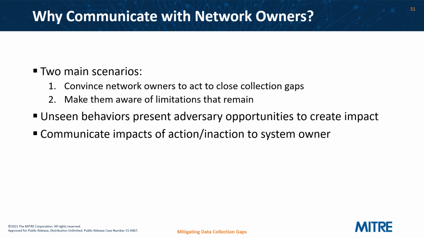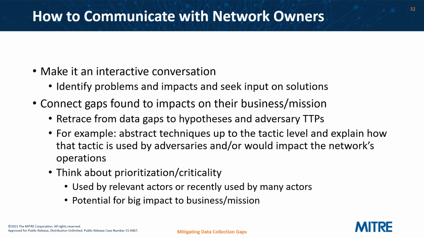Sensing and detection gaps present opportunities for adversaries to remain undetected, which if left alone will likely eventually cause negative impact for the network owner. For example, exfiltrating business intellectual property or wiping databases. We need to be able to communicate how the gaps in sensing that we find translate to these impacts so they can be more easily understood by the network owner. When we do speak to network owners, we want to make sure that it is more of a discussion, rather than making demands or just throwing a report down on their proverbial desk.